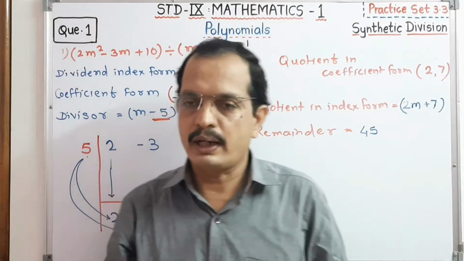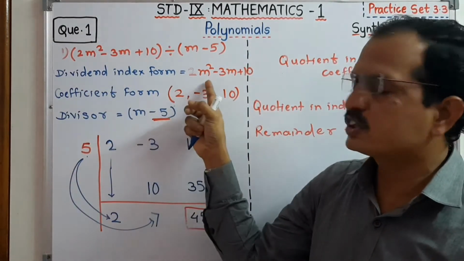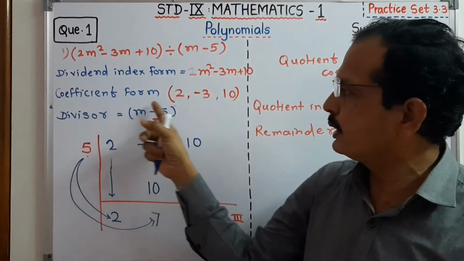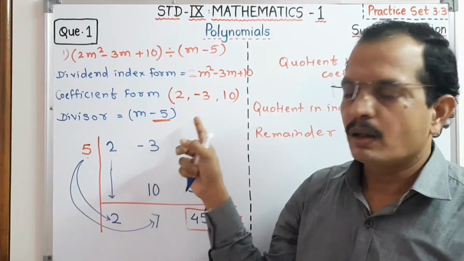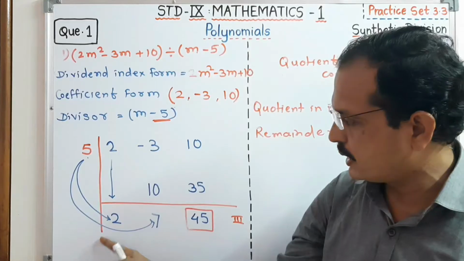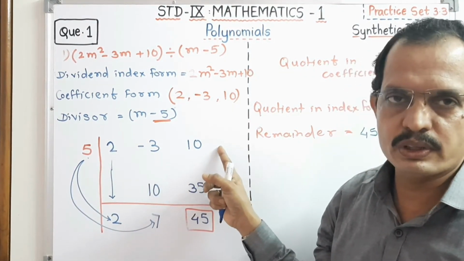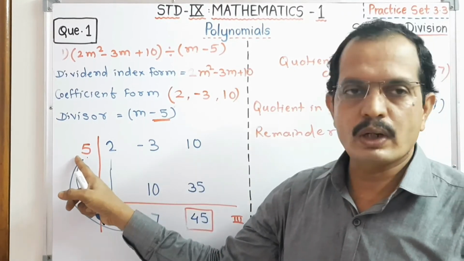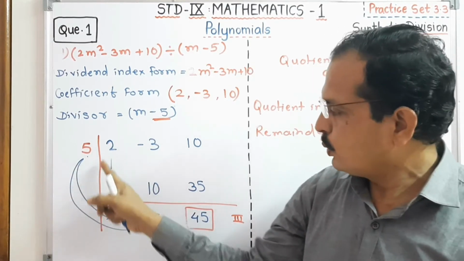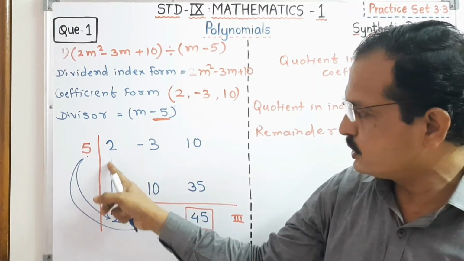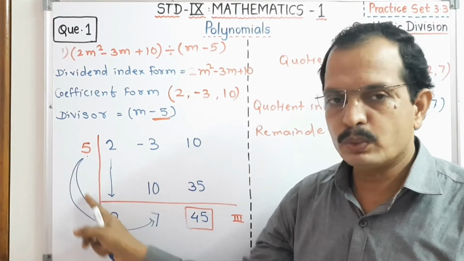Yes student, it is a very easy method. First of all, we have to write the given dividend in index form. After that, we have to write it in coefficient form. Then we have to observe the divisor. After completing this, we have to draw this vertical line and this one horizontal line. Then in the first row, we write the coefficients, and on that side we write the opposite number of this -5. Here we have to write 5. Now in the third row, carry these 2 as it is. Then multiply this 5 with this 2. 5 into 2 is 10.